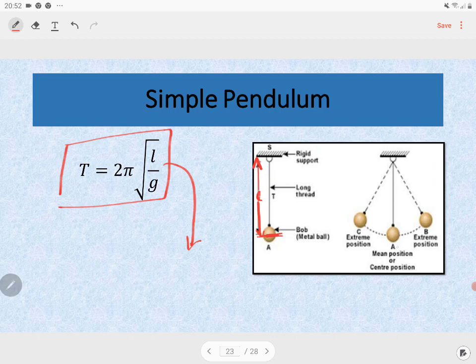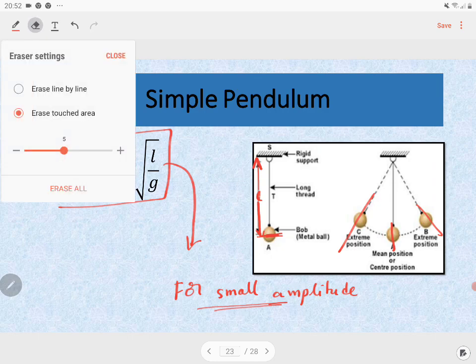As you can see in the diagram, this is the mean position, this is the extreme position, and this is the other extreme position. Only for small amplitudes will it execute SHM. For larger amplitudes, it will not execute SHM. It will still be an oscillation, but it will not be SHM. So that's regarding the simple pendulum.